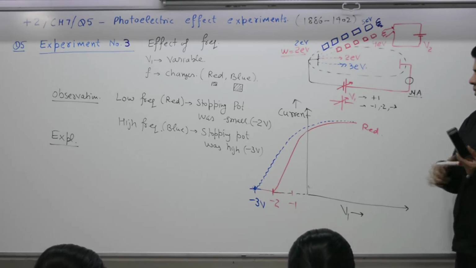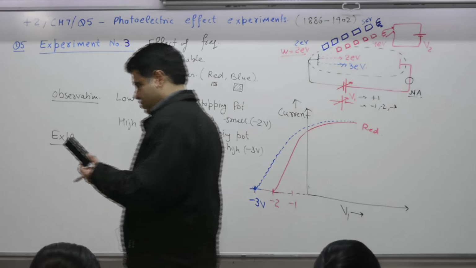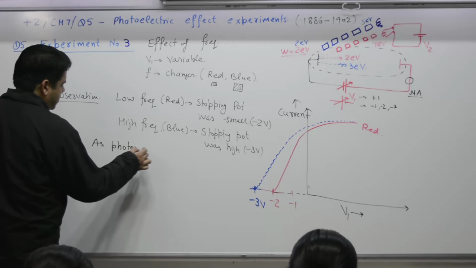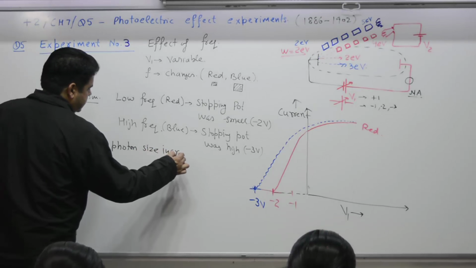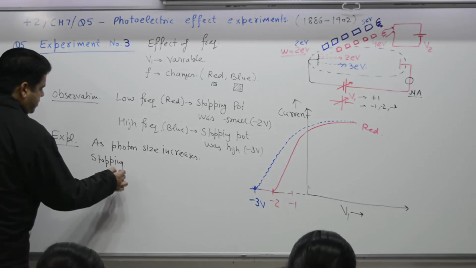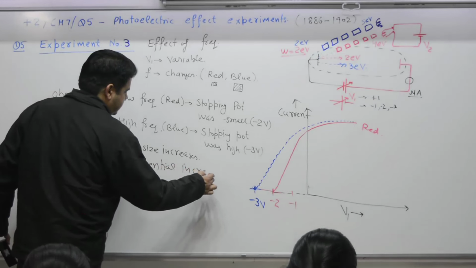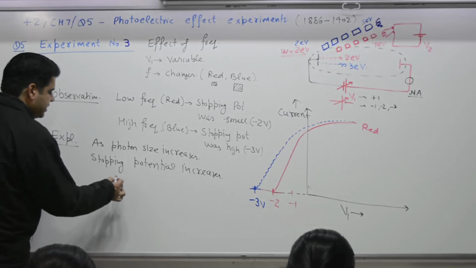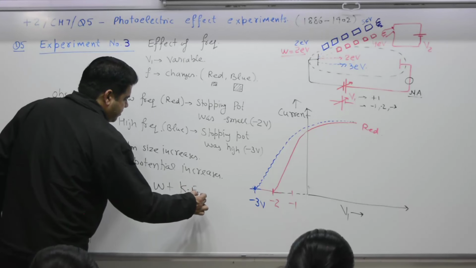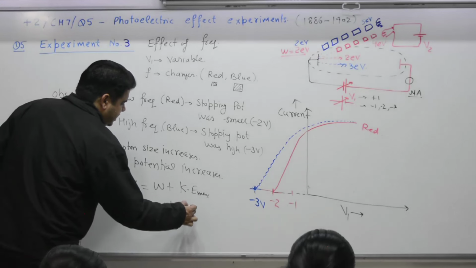So this graph was also explained by Einstein using his equation, to be covered in question number 6. So what is the explanation? As photon size increases, stopping potential increases. How? Because it is governed by this equation. H nu is equal to work function plus kinetic energy maximum, which is what? H nu is equal to work function plus e into V stopping.